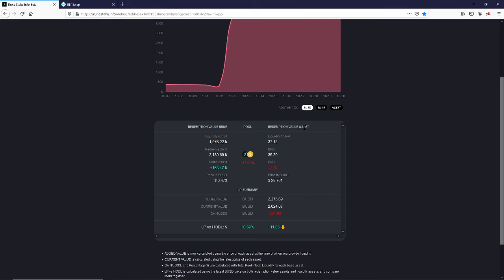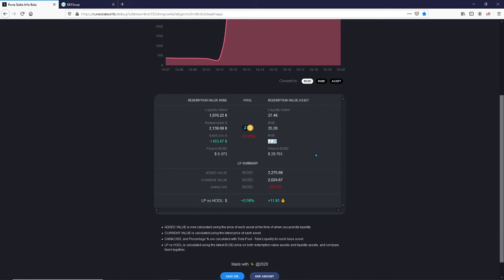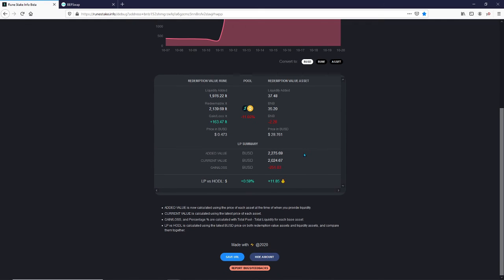And then we come over to our redemption asset on the other side. So this is my BNB token. I added 37.48, and I now have 35. So I've actually lost 2.2 in impermanent loss from the price drop, and the price of that is now 28.761. And I think when I put it in, it was somewhere around 30ish. So. And then down below, we can now see the liquidity provider summary.